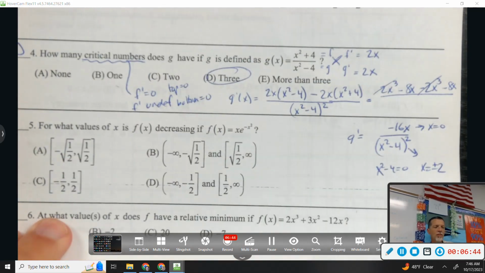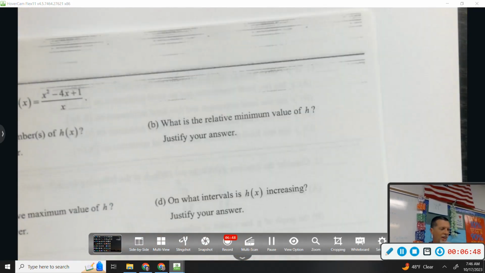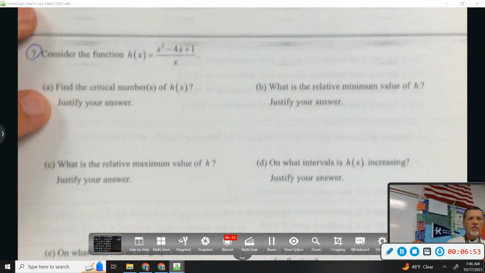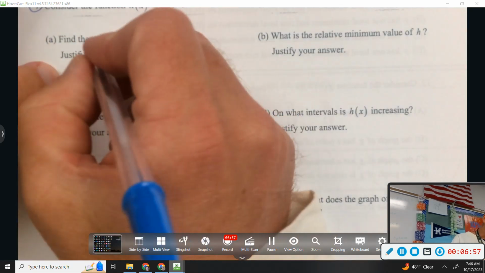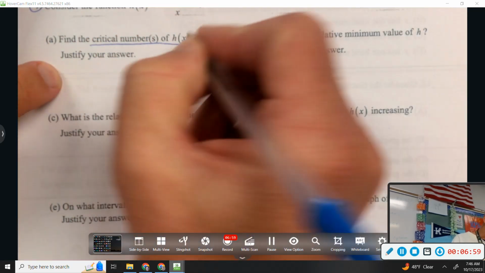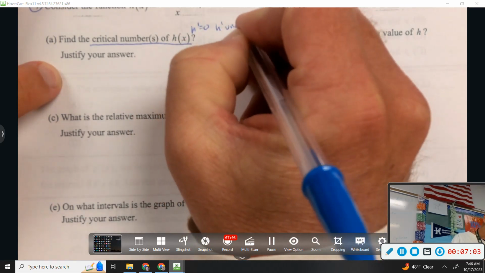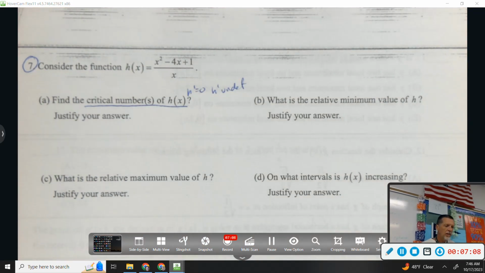These problems just continue to build on themselves. And all the previous skills, you've got to still know. Number 7, consider this function. Find the critical numbers. Okay, we just did that. So that would be where h prime is 0 or undefined. And since there's a denominator, I'm guessing there's going to be some undefined issues in there.